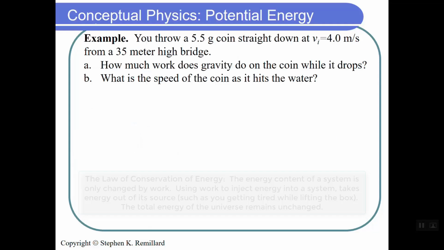Let's do an example that puts it all into a realistic scenario. So you throw this coin straight down. I give it a hard toss, straight down at 4 meters per second. You're 35 meters above on a bridge, so it's going to hit the water in the river below. As the coin goes from your hand to the water, how much work does gravity do? That's part A. And then part B is how fast is the coin going when it hits the water?